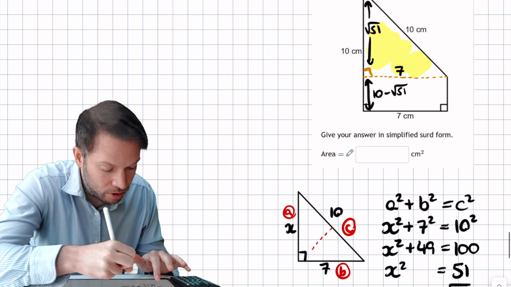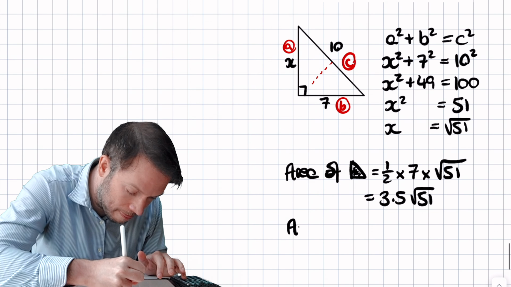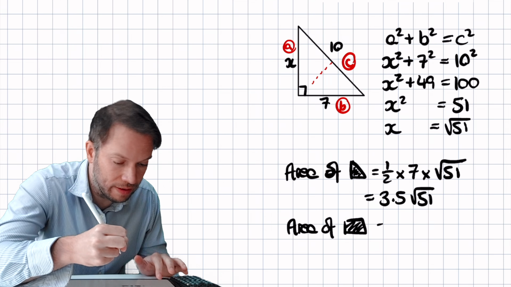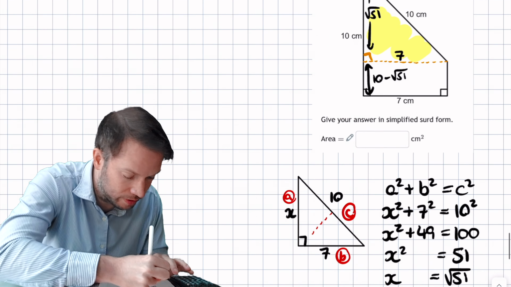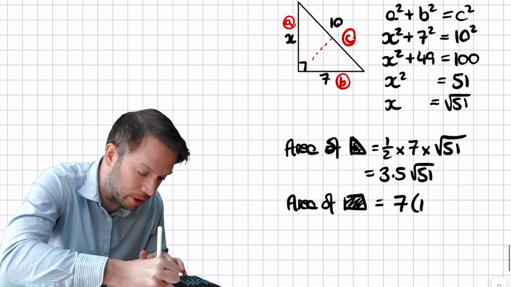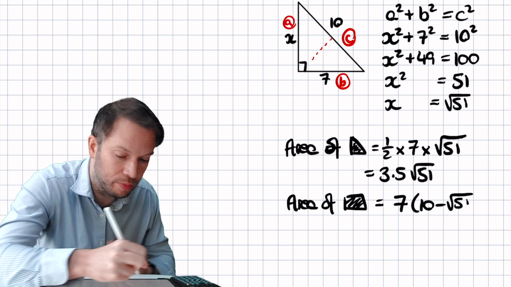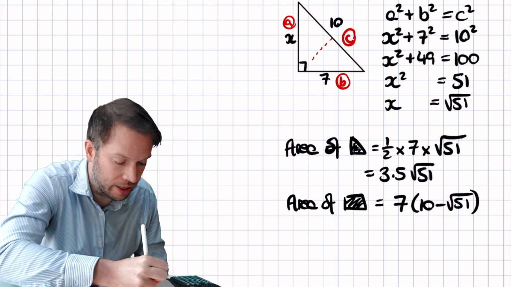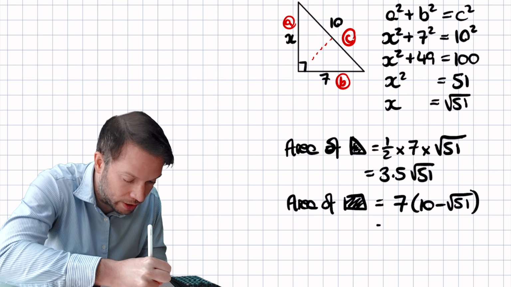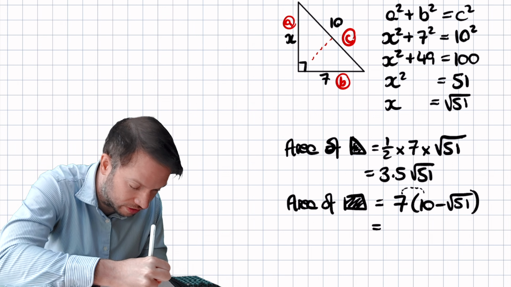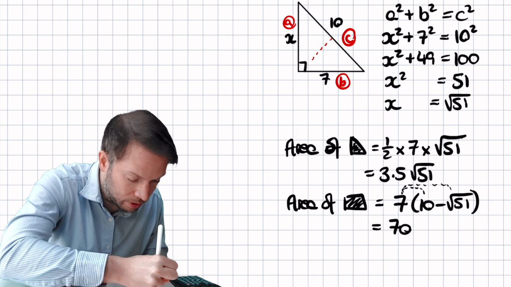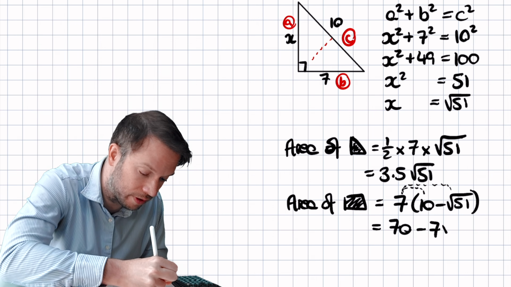And then the area of the rectangle at the bottom, we just do length times height. So the length is 7 times by the height, which is 10 minus root 51. I'm just going to use brackets, because remember, when I have the brackets like this, next to the 7, it just means I'm multiplying these together. So let's expand this bracket out. We're going to do the 7 times the 10, which is 70, and the 7 times the minus root 51, which is minus 7 root 51.